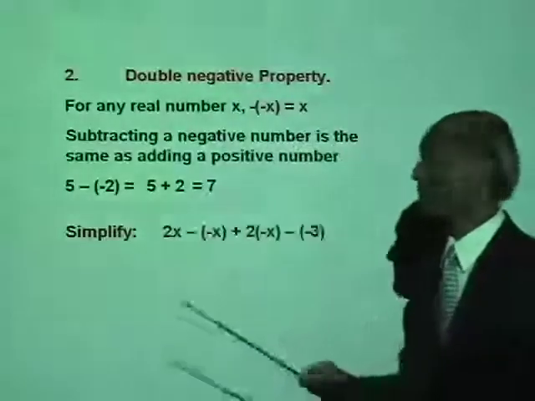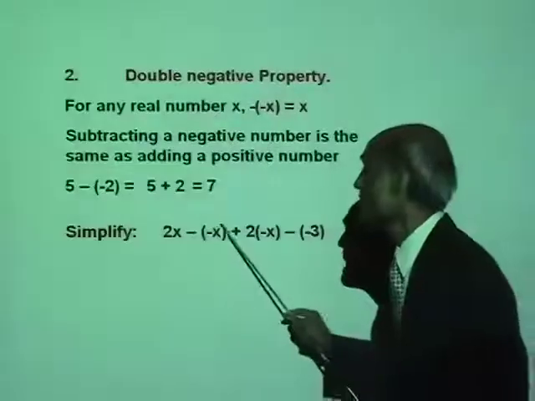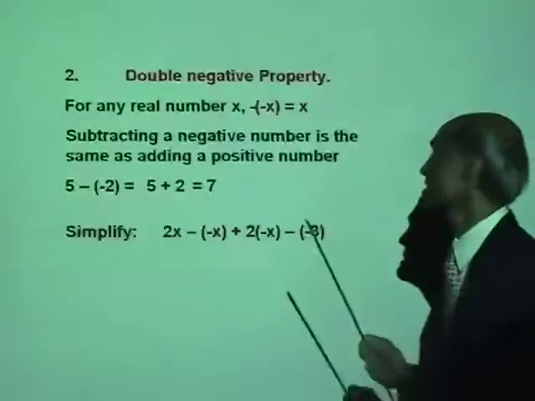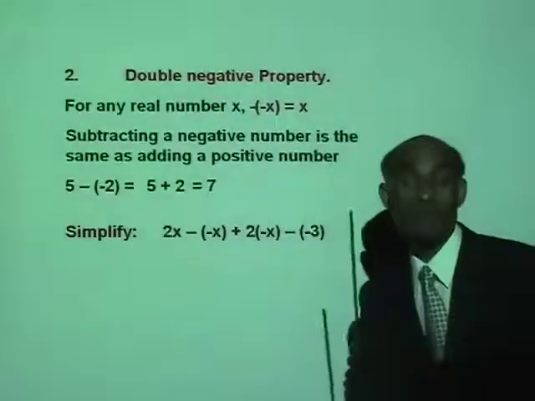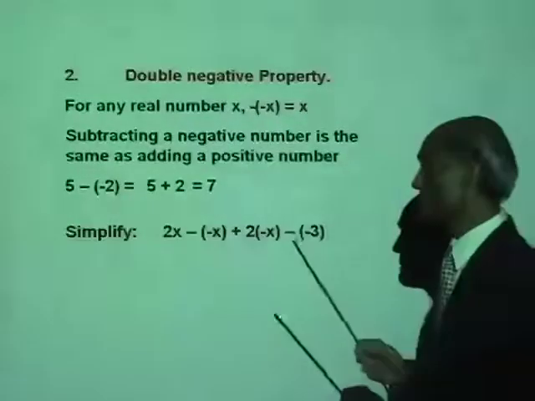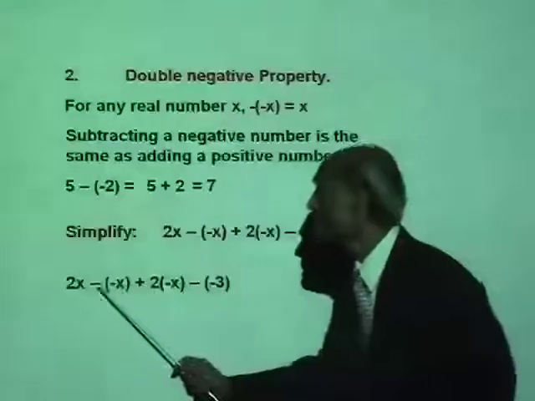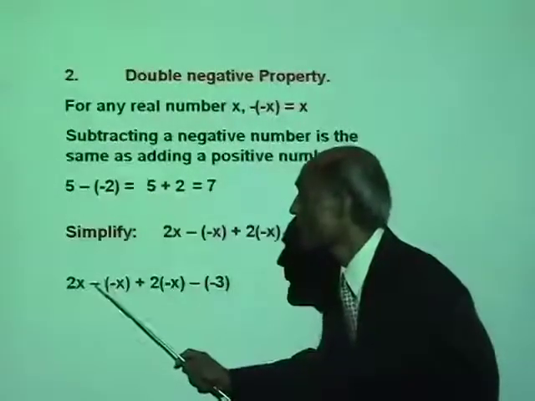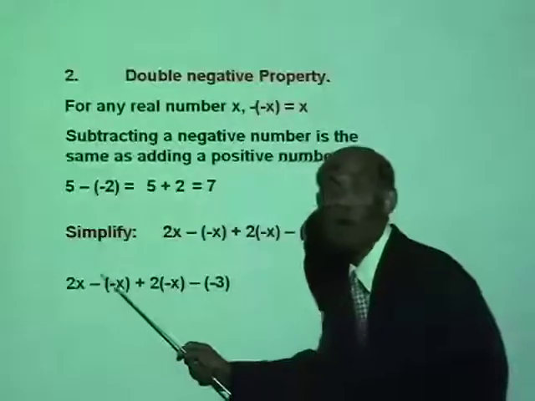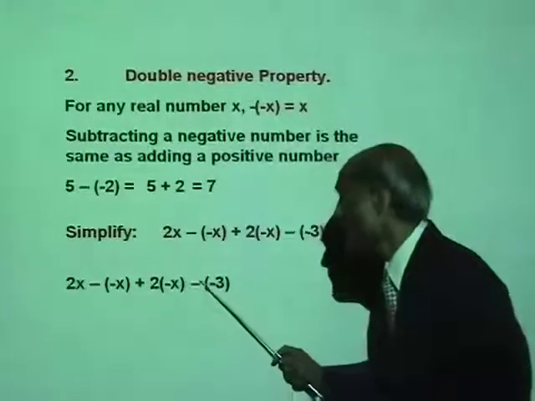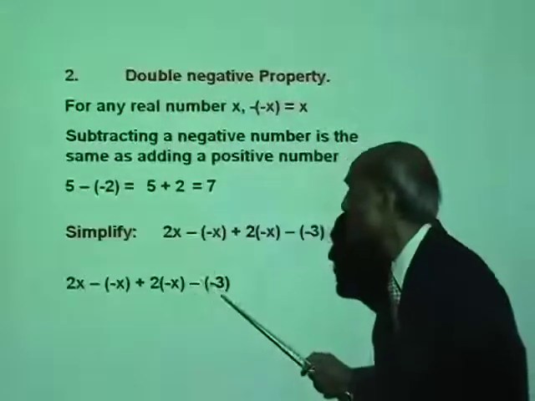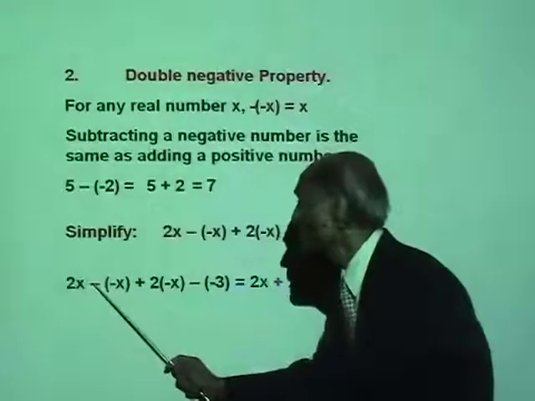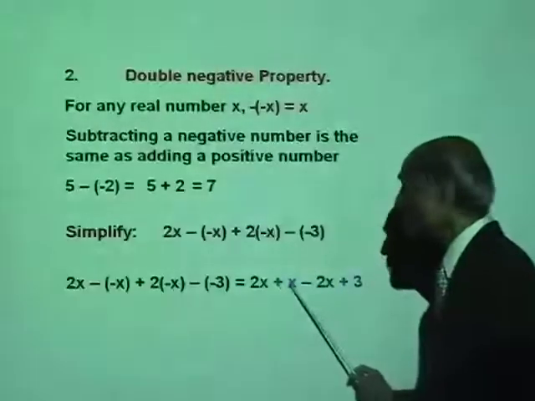Simplify. Let's do a simple problem. 2x minus negative x plus 2 times negative x minus negative 3. I want you to apply the double negative property here and simplify this. Look at the red lines I have used here. Double negative. So 2x minus negative x will become positive x. And here minus negative 3 will become a positive 3. So 2x minus negative x becomes plus x.